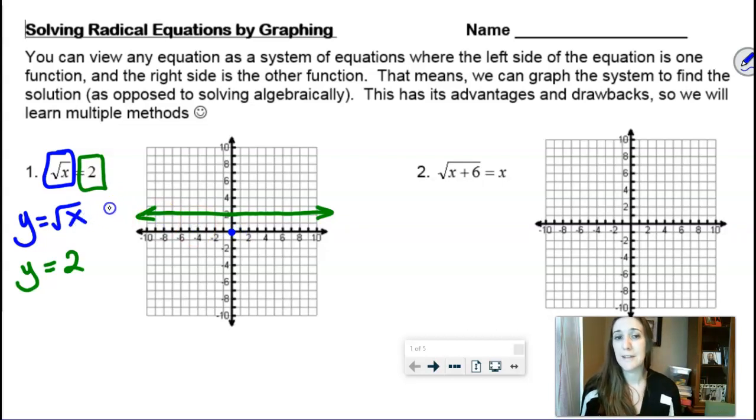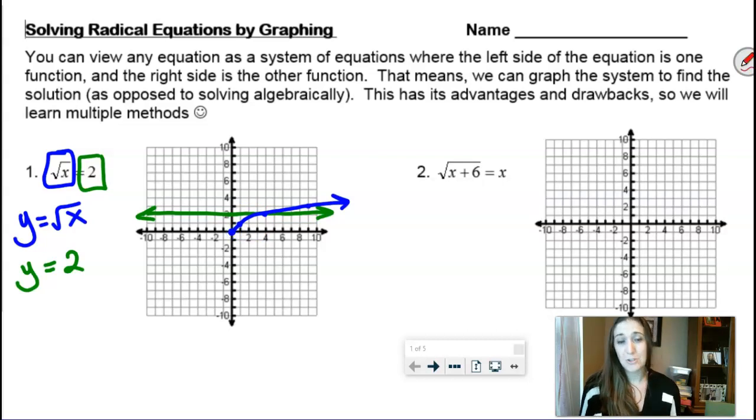Like in the previous lesson, we made a table. We plugged in like, oh, 1's a nice number to square root. The square root of 1 is 1. So 1, 1 is a point. And then 2 is gross. I don't want to square root that. 3 is gross, but 4 is nice. So if you plug in a 4 here, you get the square root of 4, which is 2. So you've got the ordered pair 4, 2. And then 9 would have been another nice one. 9, 3.